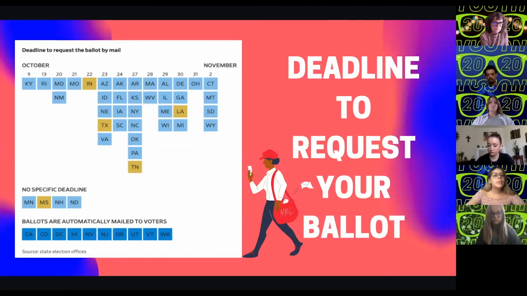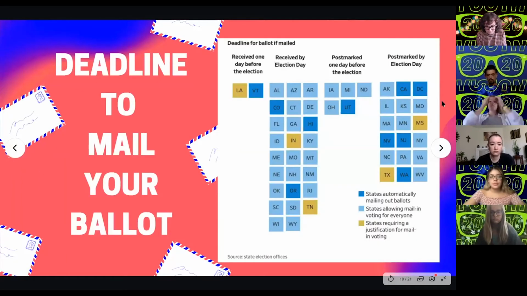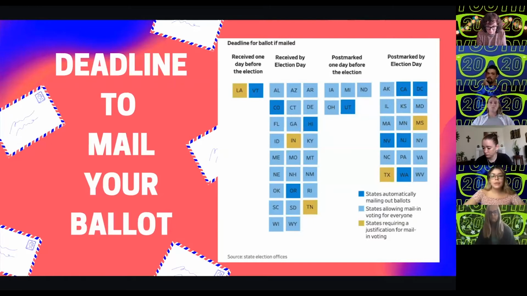It's coming up soon for the first states here, so it should be done as soon as possible if you plan to vote through mail-in. And the deadline to mail your ballot: received 1 day before the election, received by election date, postmarked 1 day before the election, and postmarked by election day.